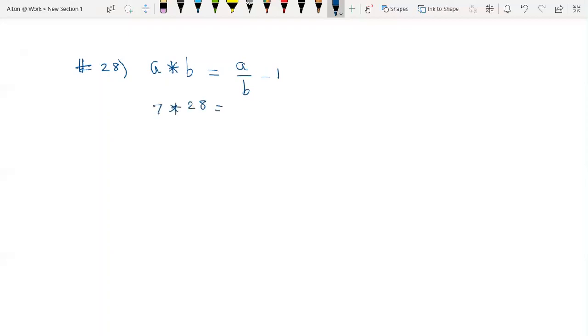Well, we have to substitute A equals 7 and B equals 28 in the expression. So this becomes 7 over 28 minus 1. 7 over 28 is a quarter, minus 1 is equal to minus 3/4. Answer E.